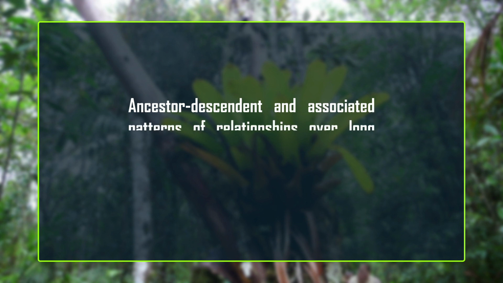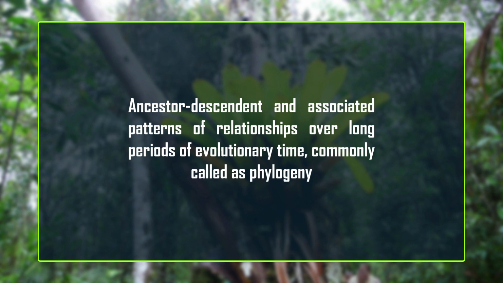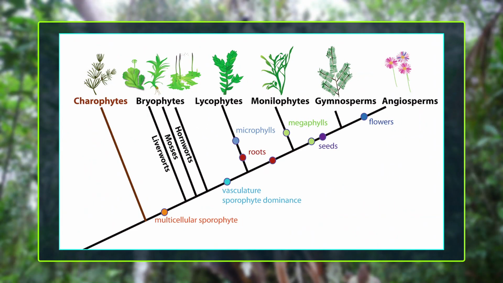The systematic studies also help in unraveling the patterns of evolution. The diverse patterns that result from processes get manifested at different levels of biological organization, which range from local population to higher taxonomic levels. Furthermore, the ancestor-descendant and associated patterns of relationships over long periods of evolutionary time, commonly referred to as phylogeny, are of special interest to systematists. In fact, phylogeny is important for systematists because they use it in the construction of classification.